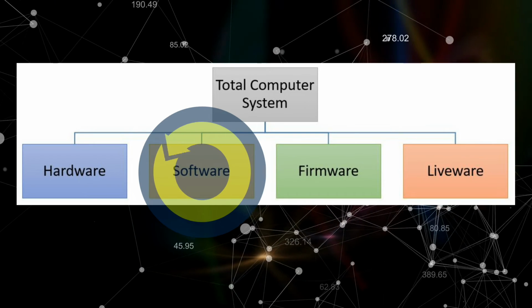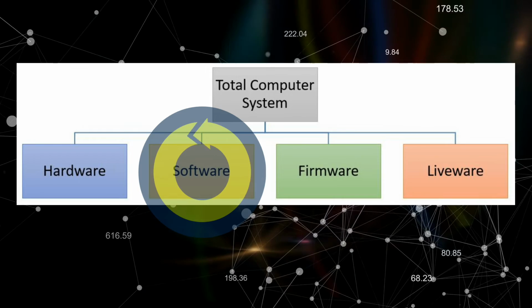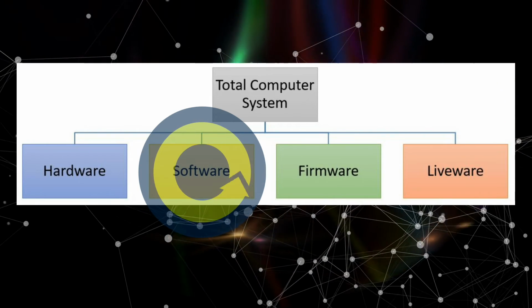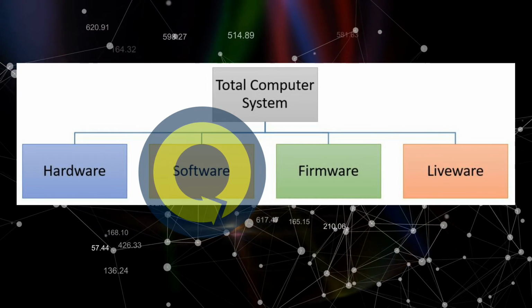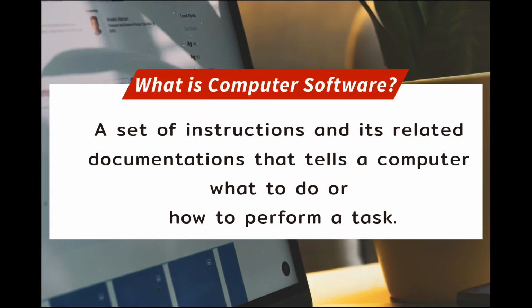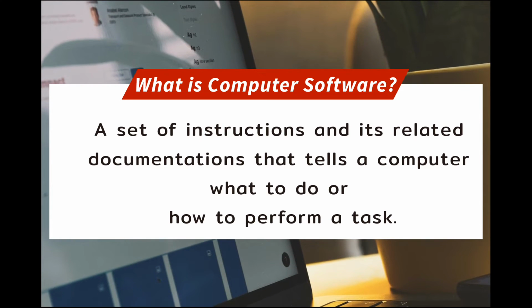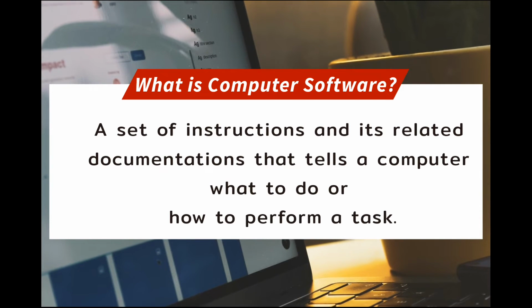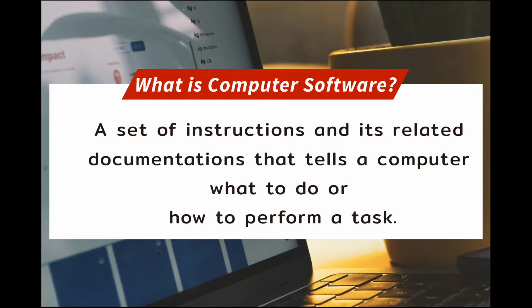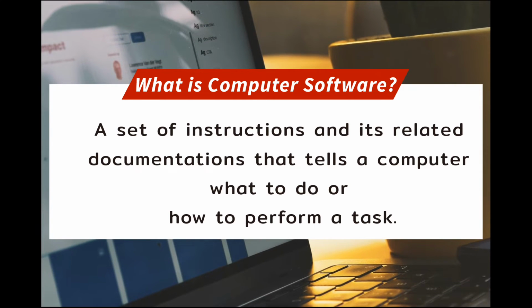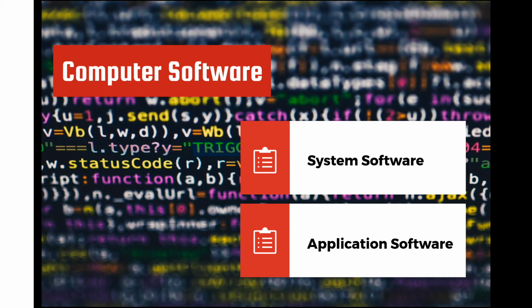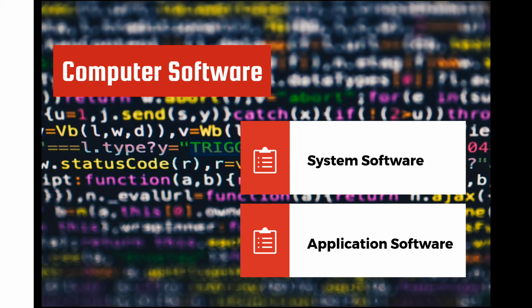It's time for us to move to the second part of the total computer system, that is software. A set of instructions and its related documentation that tells a computer what to do or how to perform a task is called computer software. Computer software can be categorized into two: system software and application software.